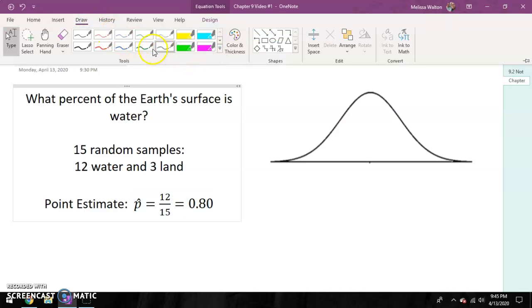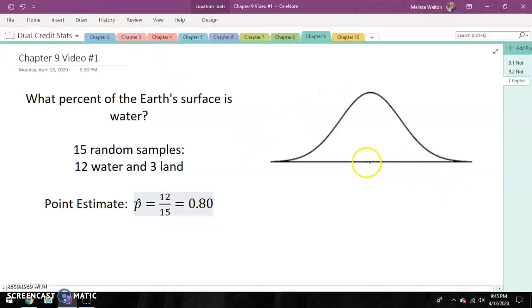All right, so this is our point estimate. Now, let's be honest. I doubt that the percentage of Earth that is water is exactly 80%. So here is what us mathematicians and our statisticians like to do. Not only do we like to report the point estimate, but we also like to turn this into a confidence interval. And the most common confidence interval that we tend to have is 95%.